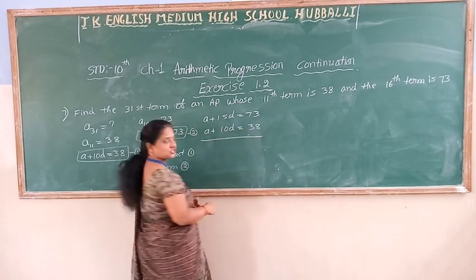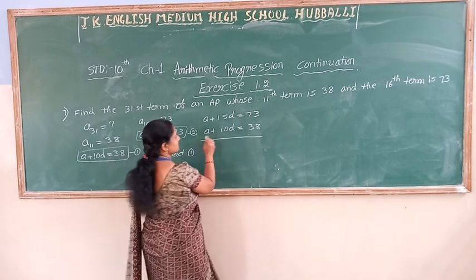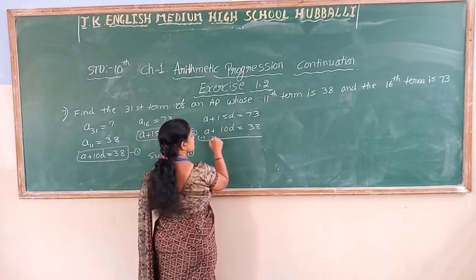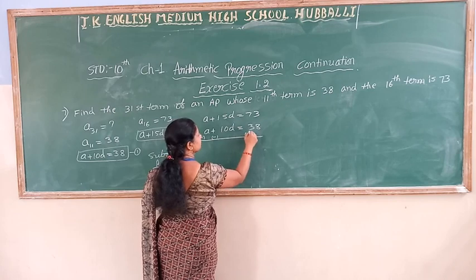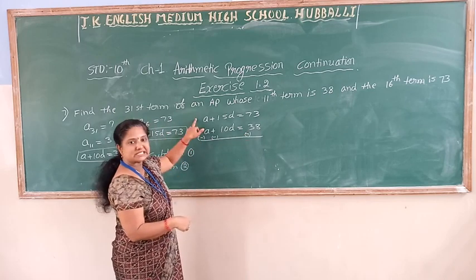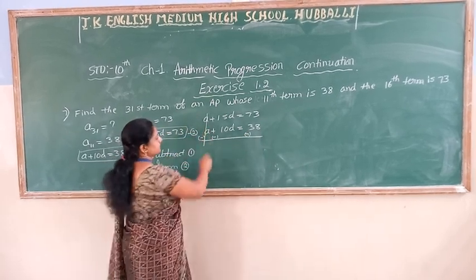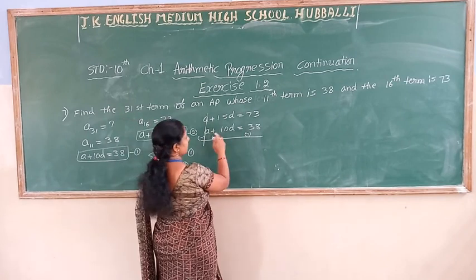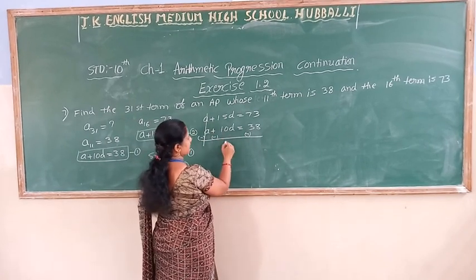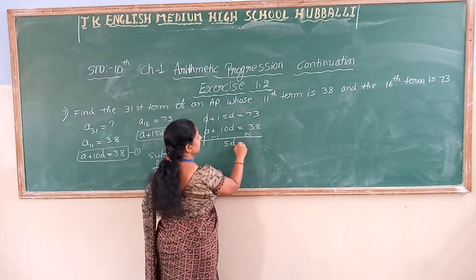Now see, subtraction means we are subtracting this, so the sign changes. Plus becomes minus. Then plus A and minus A get cancelled. Then 15B minus 10B, so if you subtract, you are going to get 5B.